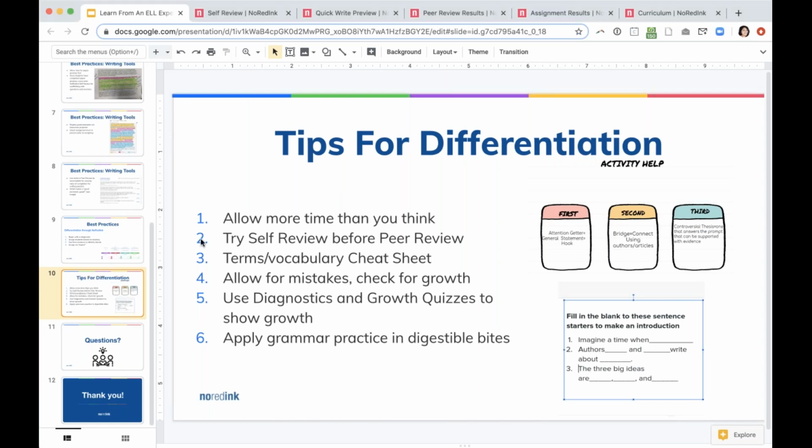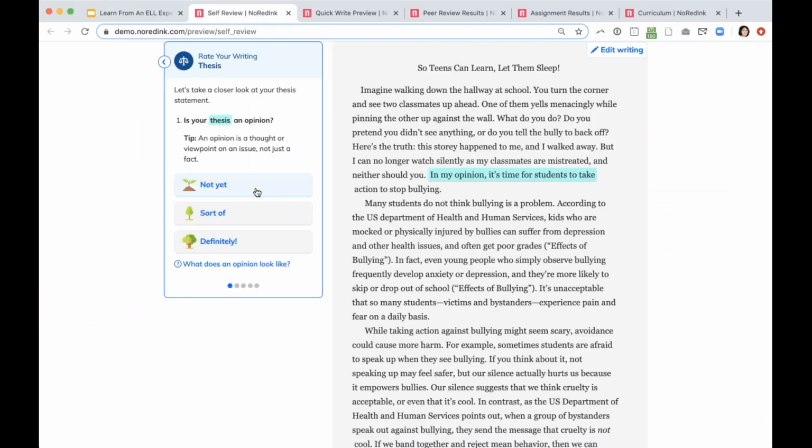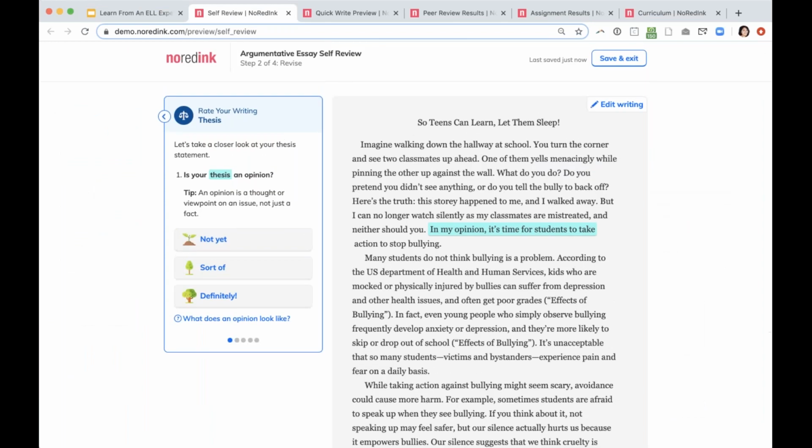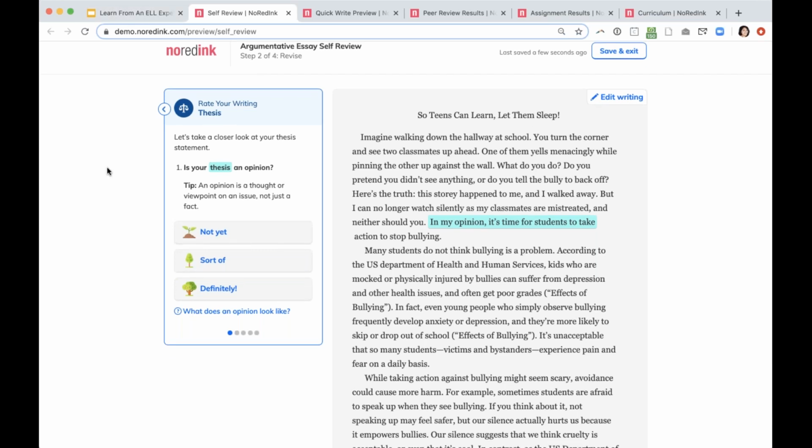For sure. Number 2, try self-review before peer review. We talked about this a little bit earlier. The first time I did it, I went ahead and did peer review first, jumping right in, gung-ho, and realized I needed to take a step back. Do the paper first, the hard copy on their desk, and then do the self-review, and then do the peer review. It seems to scaffold much better, and they really understand what to do after looking at and reflecting on their own writing.